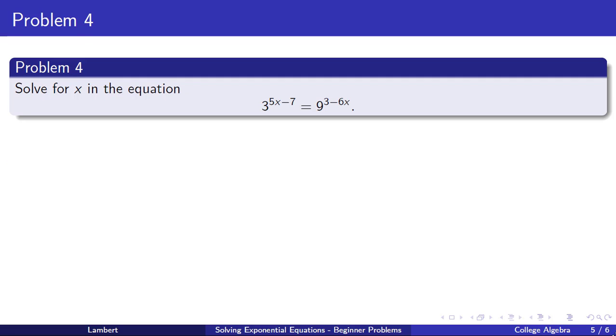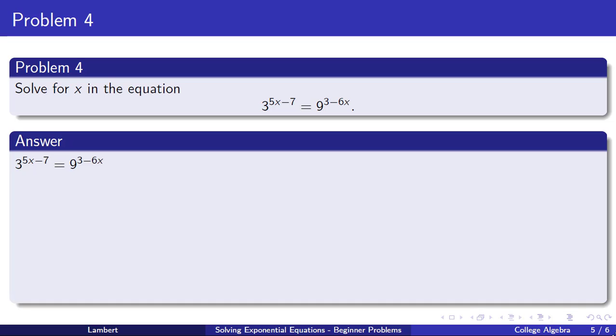Solve for x in the equation 3 to the 5x minus 7 equals 9 to the 3 minus 6x. Now, this may seem tricky at first, but notice 9 and 3 you could write having the same base, and that base would be 3. And so what we would find then is that when we write 9 as 3 to some power, that would be 3 squared. So you get 3 to the 5x minus 7 equals 3 squared, that quantity raised to the 3 minus 6x.